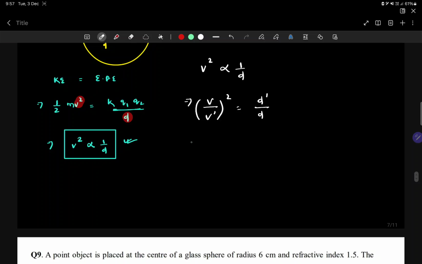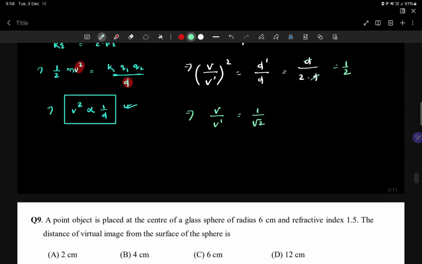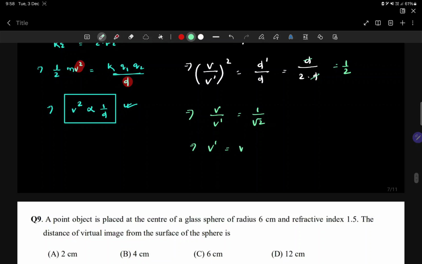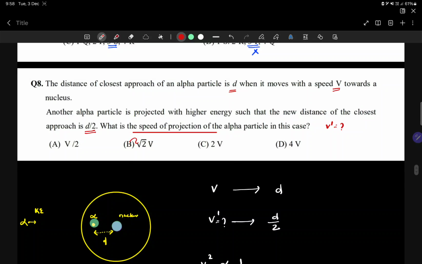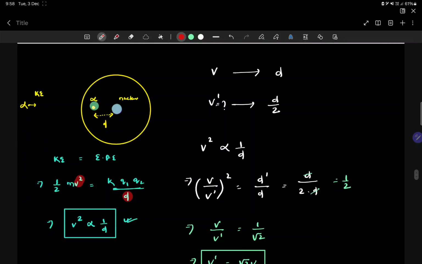Now put in the respective values. What is d dash? d dash is d by 2, into d. After solving we will get 1 by 2. Taking the square root on both sides, v by v dash will be 1 by root 2. So v dash equals root 2 v. So root 2 v is our correct answer. So for question number 8, option B is the right answer. I hope it is clear to all of you.